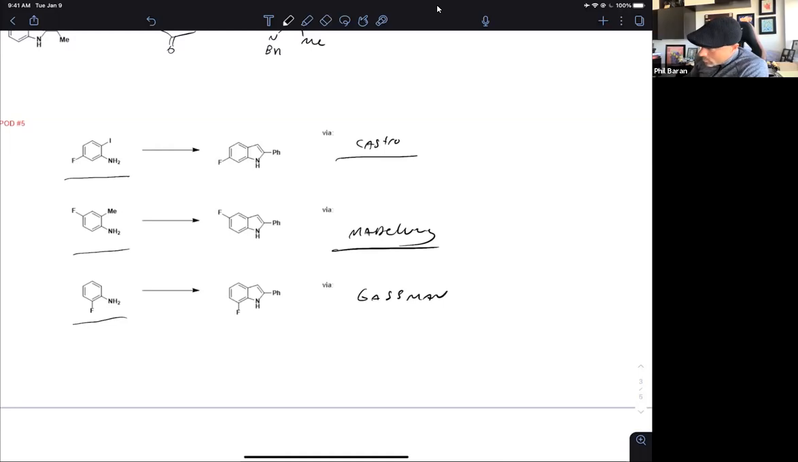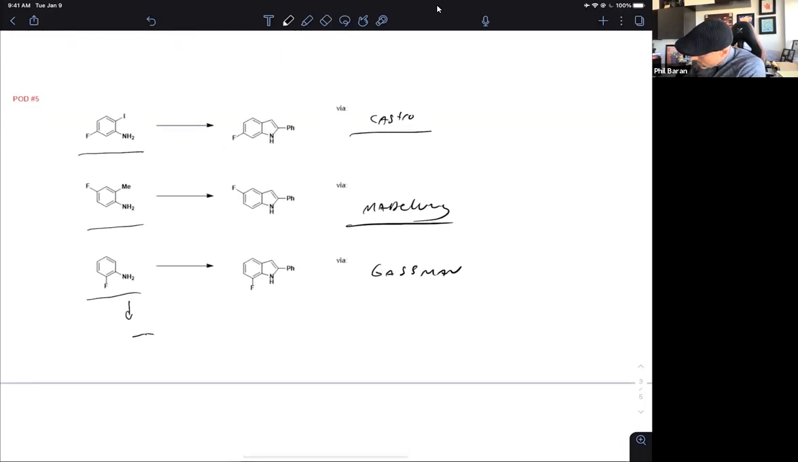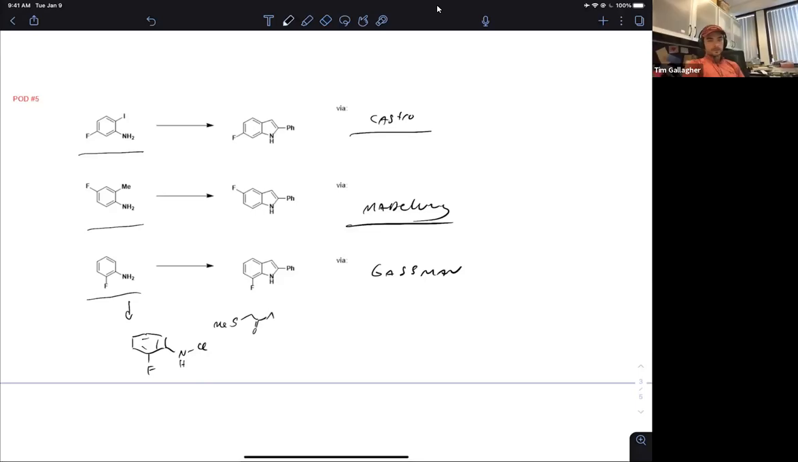Does everybody remember how the Gassman works? So we show it in the top box of strategery, but you usually take your aniline, you treat it with something like t-butyl hypochlorite, or NCS will work as well. That generates its N-chloro species. Just a general question when you're drawing this out. If you have aromatic halides, will things like palladium on carbon remove any of those, like if it's iodine or anything like that?